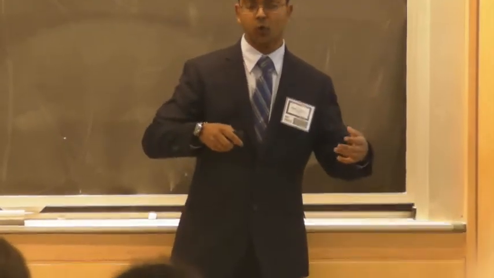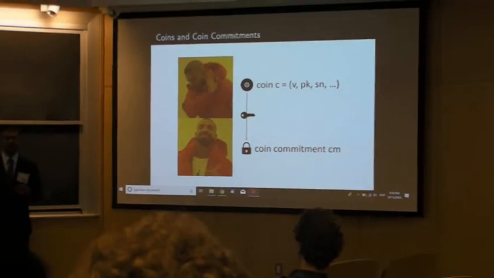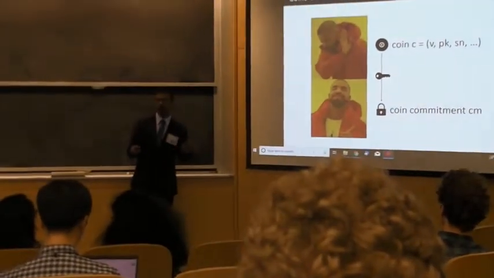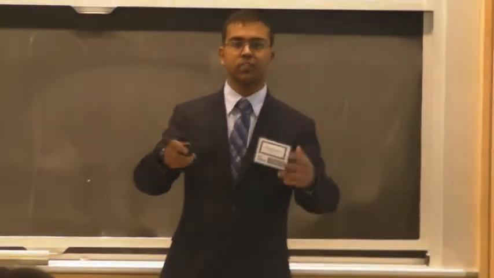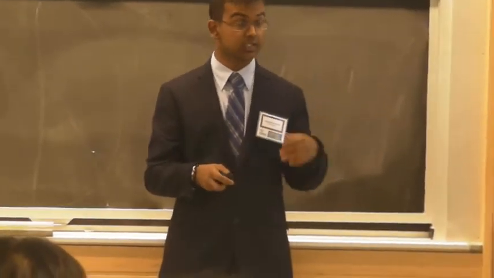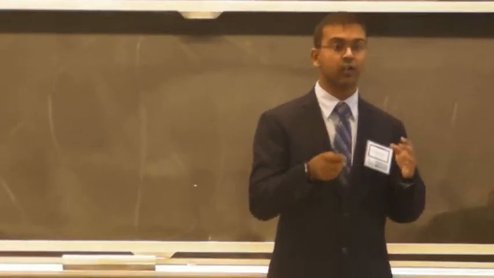Now, the last thing we need to go over are coins and coin commitments. So in a cryptocurrency, you might be dealing with coin C, and the C might have a value V, a public key PK, and for our cases, it's going to have a serial number SN, which I'll talk about later. However, if your anonymous transactions are revealing these coins C, they're not anonymous. So instead of dealing with coins, we're going to be dealing with coin commitments.